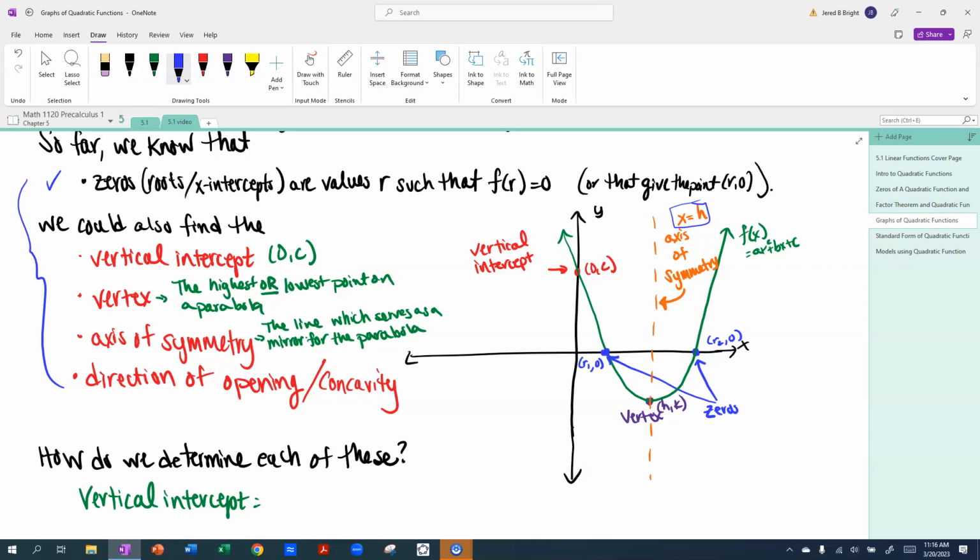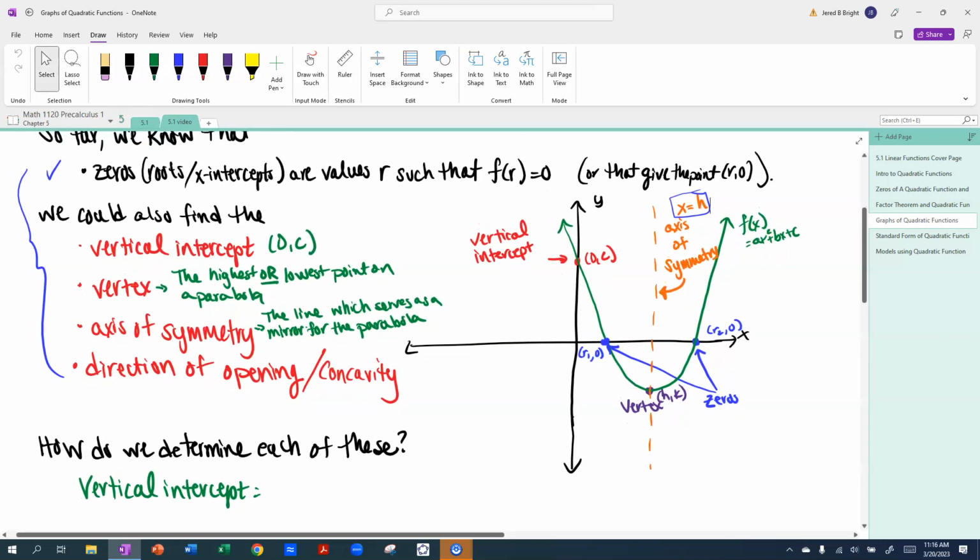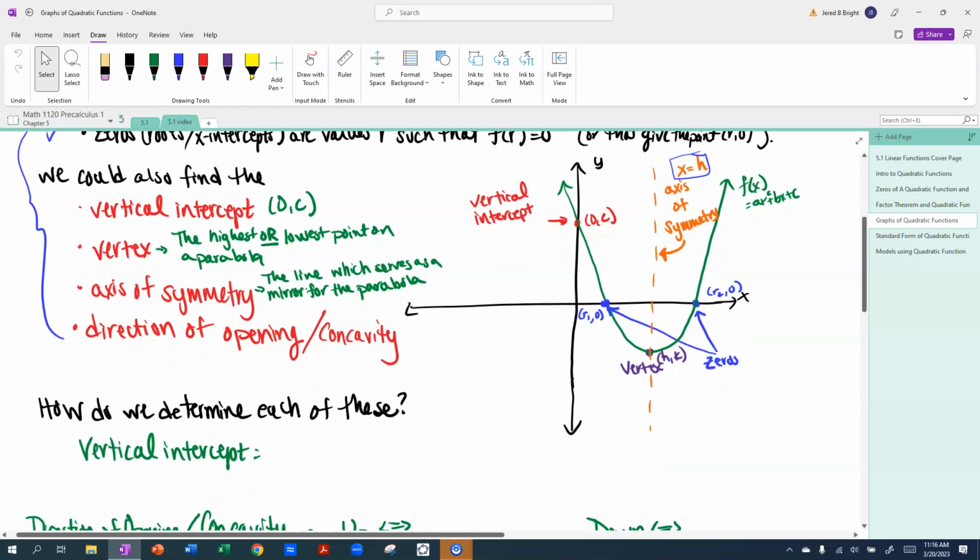And lastly, we want to make sure to discuss the concavity, which in a rough sense is just the direction of opening. So this green example function would be concave up, so it would open up. So identify these 5 things as you work through them. But the question is how? How, based on the function itself. So remember, we have the function f of x is equal to ax squared plus bx plus c.